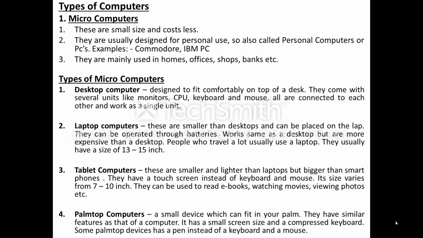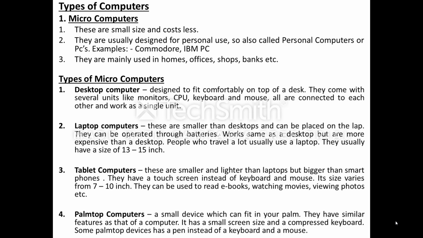First one is your desktop computer. It is designed to fit comfortably on top of a desk. You can put it on top of a desk. It has different components like a keyboard, a mouse, a monitor, a cabinet, right? And everything combines together to work as a single unit. These are known as desktop computers.